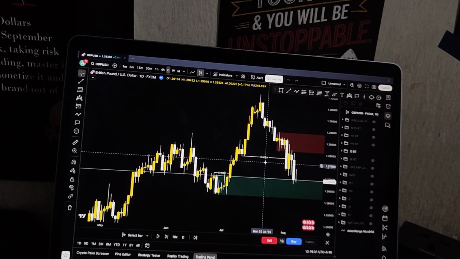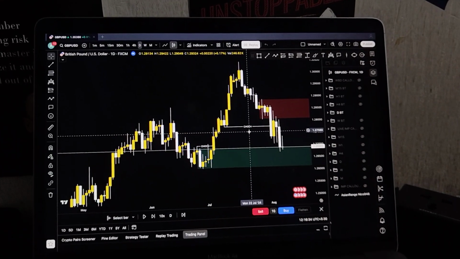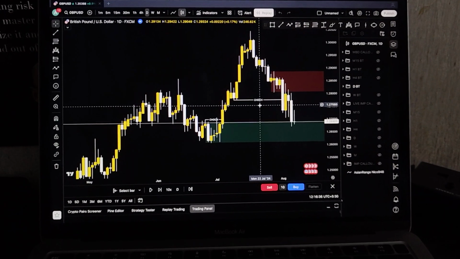Today I'll be breaking down the trade that I took on Thursday, 8th of August 2024. It was backtesting data.